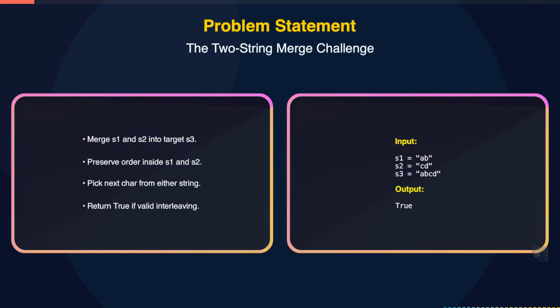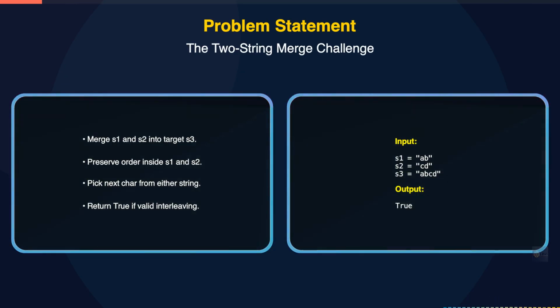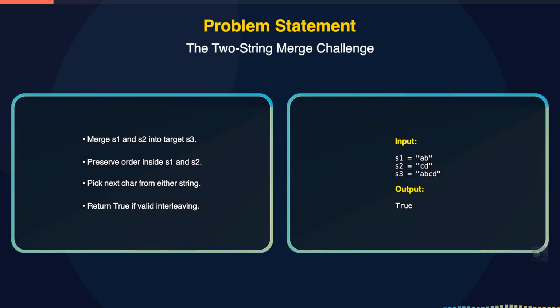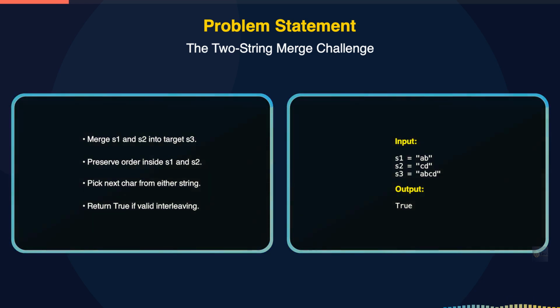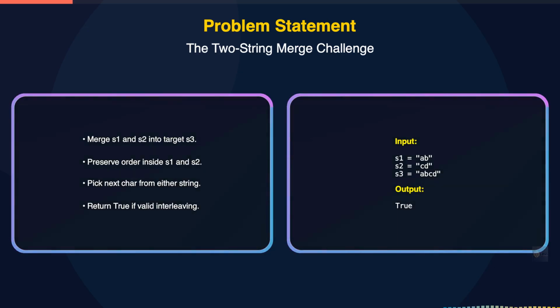Let us look at the problem statement. We are given three strings, S1, S2, and S3. Our task is to determine whether S3 can be formed by interleaving S1 and S2. Interleaving means we merge characters from both strings while preserving the original order inside each string. We cannot rearrange characters within S1 or S2. We can only pick the next available character from either string at each step. Return true if S3 is a valid interleaving, otherwise return false.